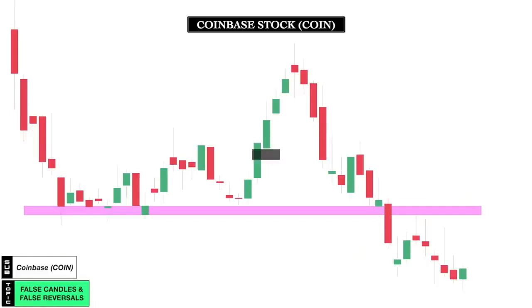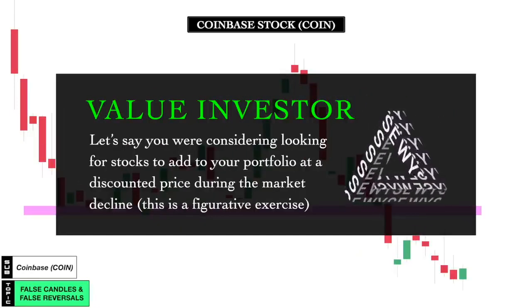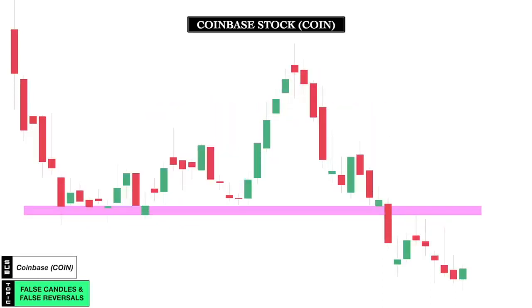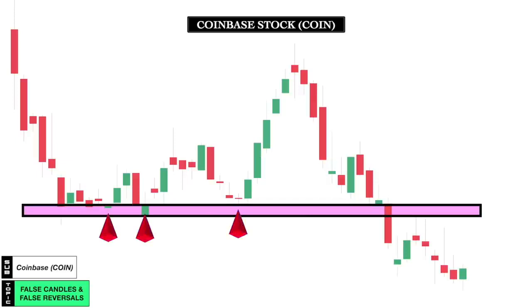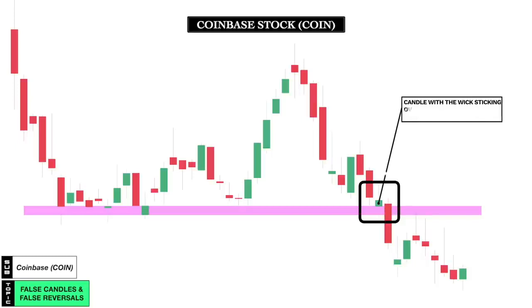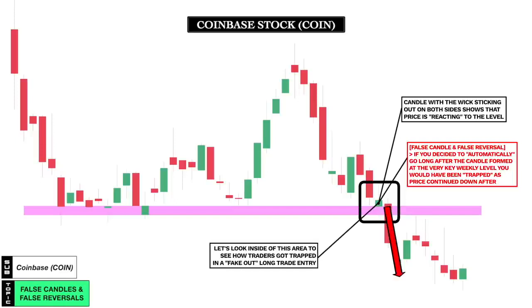So figuratively speaking, let's say you are a value investor looking for stocks to buy to add to your portfolio at a discounted price during this market decline. You spotted this key support level here due to these multiple reaction points. As price reached the level, you had a green candle with the wick sticking out. Again, if you decided to automatically go long against the strong downtrend, simply because you had candlesticks at a key level, you would have been trapped as price continued down. So let's pull up the 4-hour time frame to look inside of these candles and why this long setup failed.